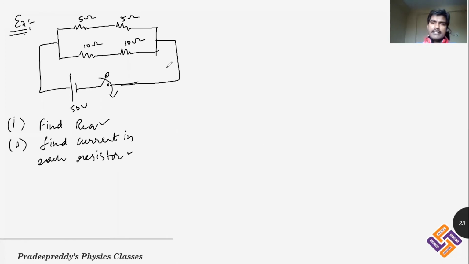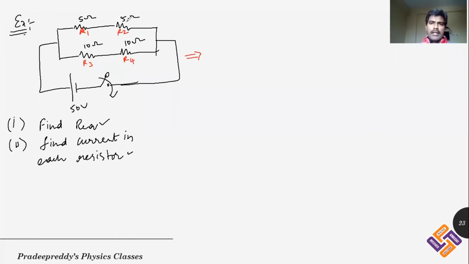So you should find the effective current in the circuit and then the current in each resistor. For that, let me name them. This is resistor R1 and this is resistor R2. This is resistor R3 and this is resistor R4. Okay, now I can redraw this circuit.